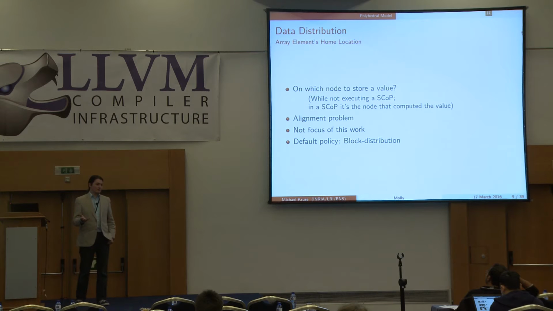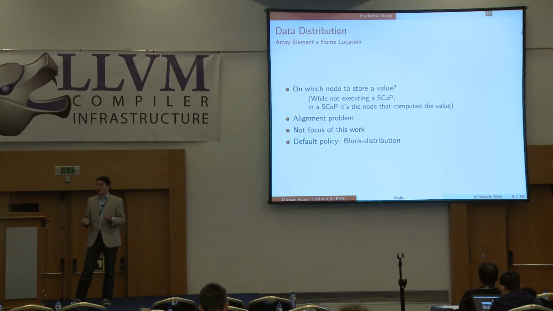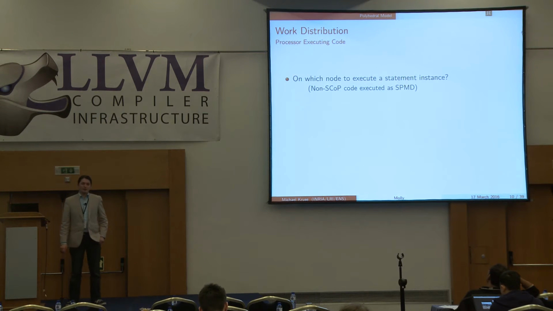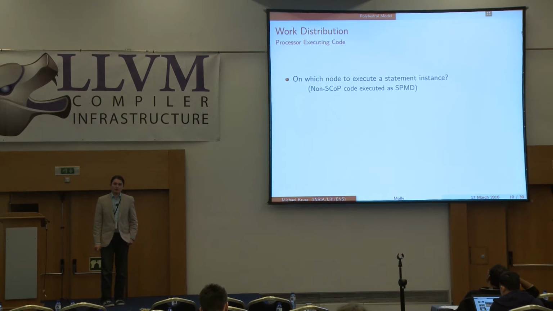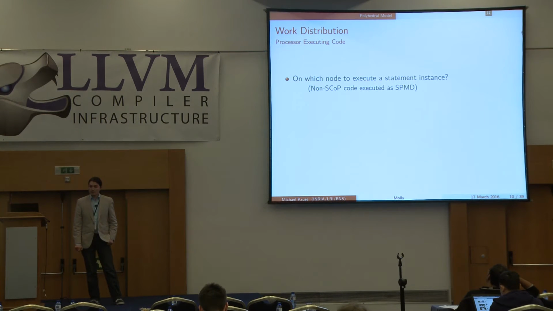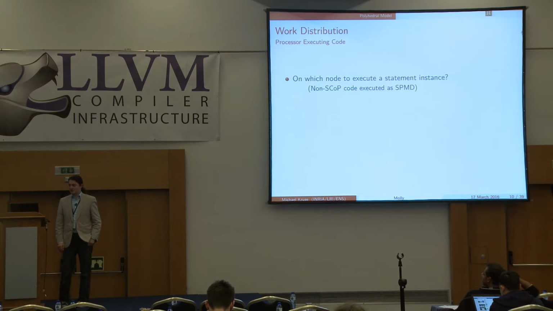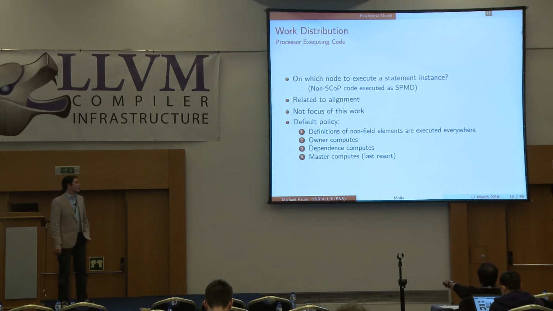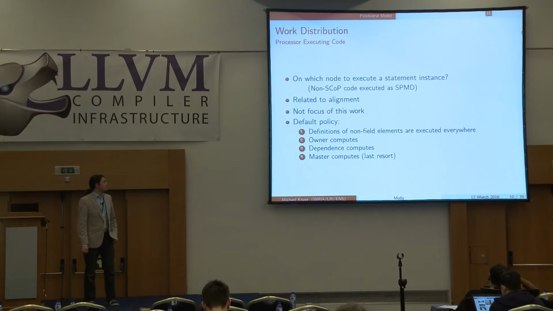If you want more sophisticated things, it's known in the literature as the alignment problem, because if we have one value on one node, we might want another value on the same node, aligned to each other because they're used at the same time. What other problem is there? It's work distribution. That is, on which processor do we want to execute the work that is to be done? This is also not really a core part of my contributions. It's somewhat related to alignment.